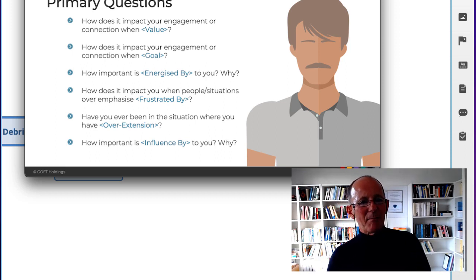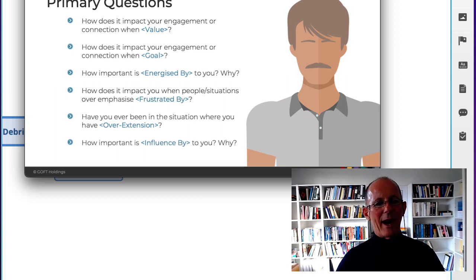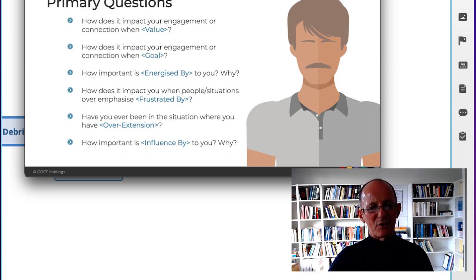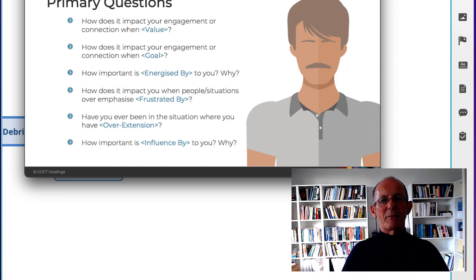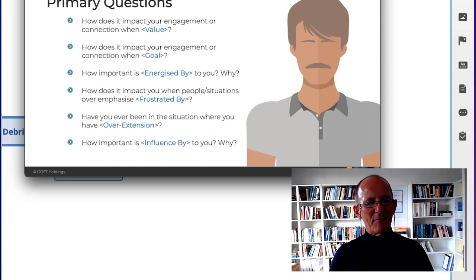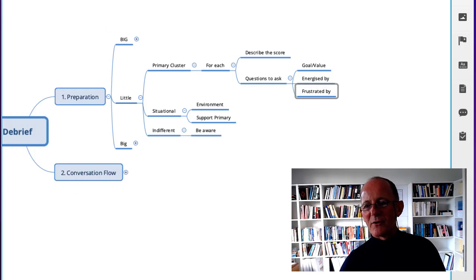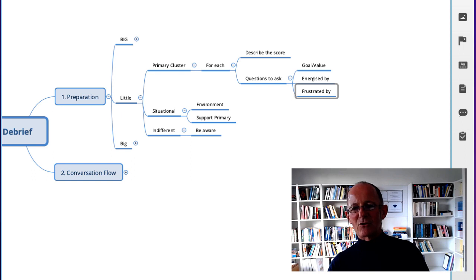So, how does it impact your engagement or connection when? And you put in a value statement. How does it impact your engagement or connection when? And you put in a goal statement. How important is, and you put in an energized statement, to you and why? How does it impact you when people, situations overemphasize, i.e. this is the frustration by? And have you ever been in a situation where you have, and this is the overextension, how important is and influenced by to you and why? So these are the questions, the primary questions that you're asking somebody to try and understand what's going on for them.